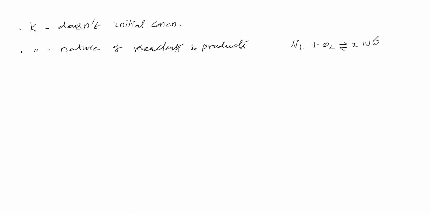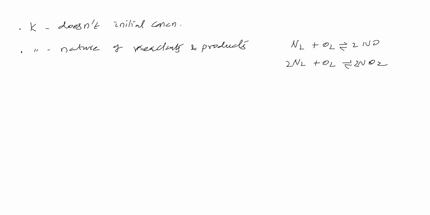Next, equilibrium constant depends on nature of reactants and products. What does it mean? For different reactions, different equilibrium constant. For example, N2 plus O2 gives 2NO. Now, N2 plus O2 gives NO2.